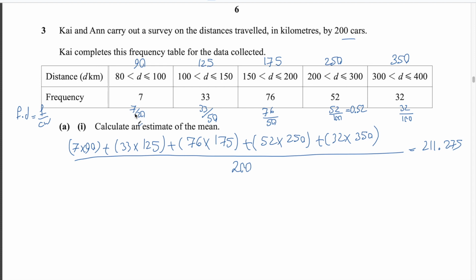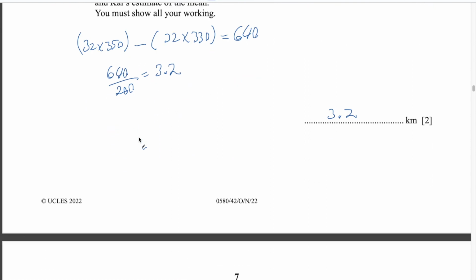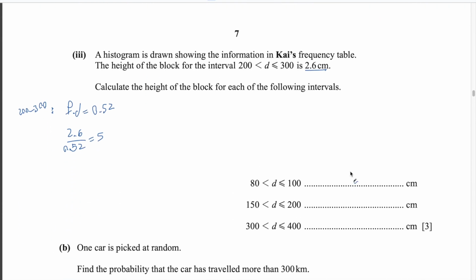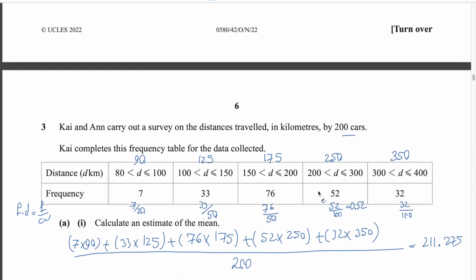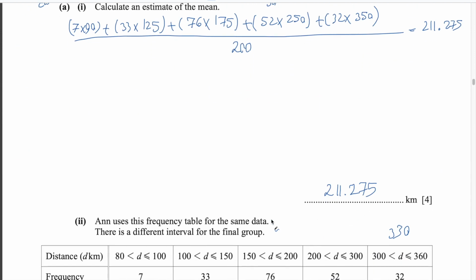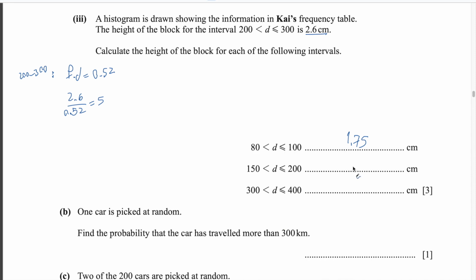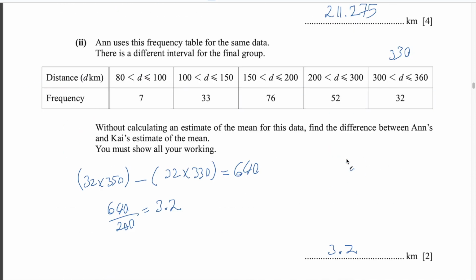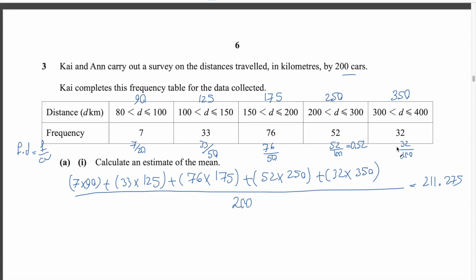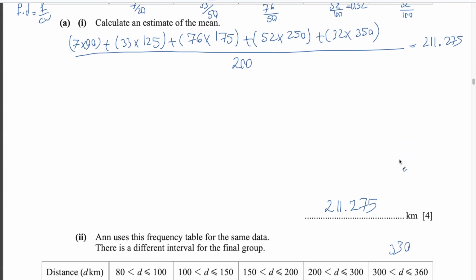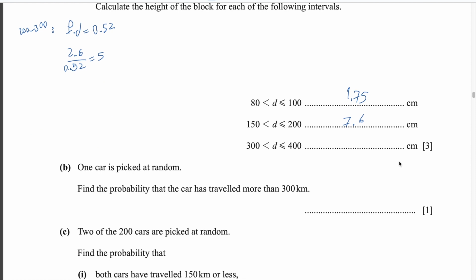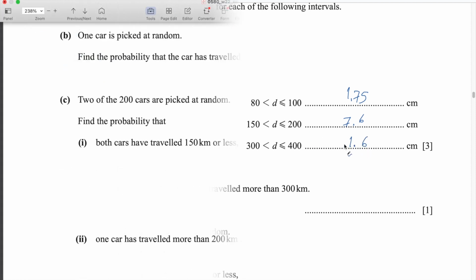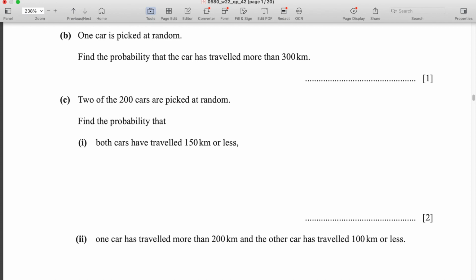So if you multiply by 5, 7 over 20 times 5, it will become 1.75 for this interval. For 100 to 150, if you multiply by 5, it will become 3.3. I write here, and the next one is 7.6. And the last interval, the frequency density is 32 over 100, then multiply by 5, it will become 1.6. Part B, it says one car is picked at random.